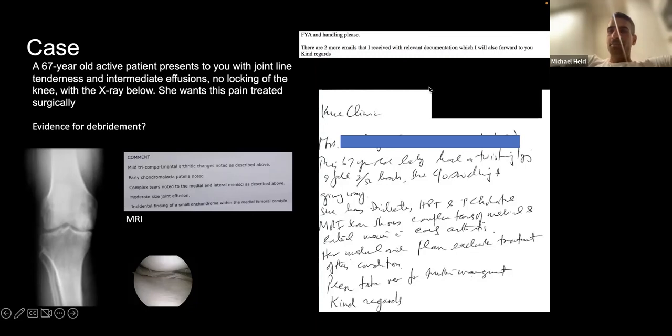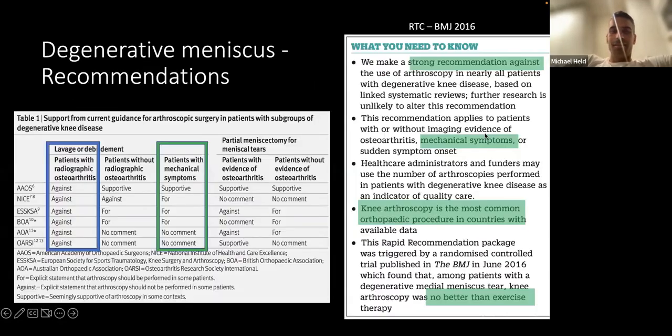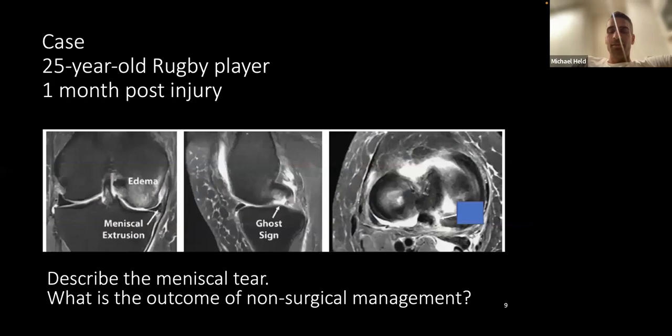Okay, let's go to the next case, but at least we're discussing this nicely. Have a look at this. Who's next?